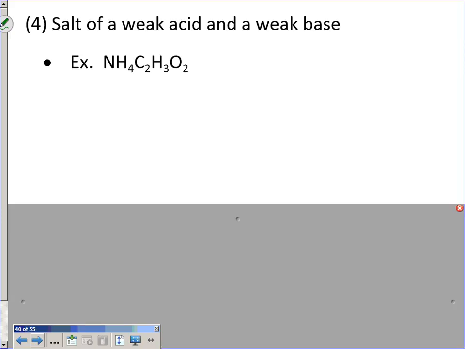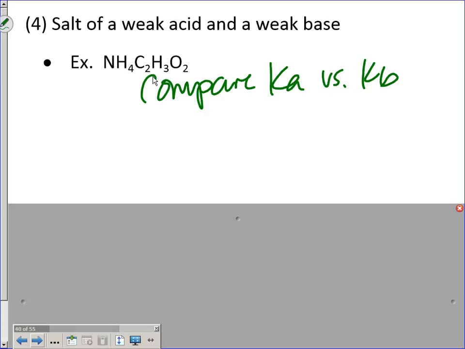Alright, back on me. If I have a weak, what would you predict the pH would be? You guys with me? Okay. Something, right? You don't really have a strong tool or a strong sense of is it going to be weak or is it going to be basic or acidic. What you have to do is you have to compare the Ka versus the Kb of the 2 ions.